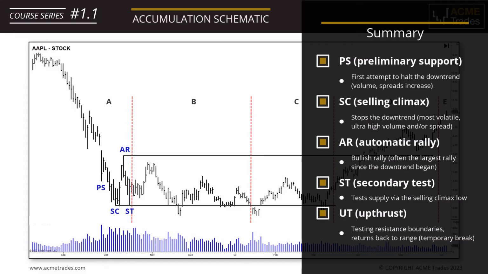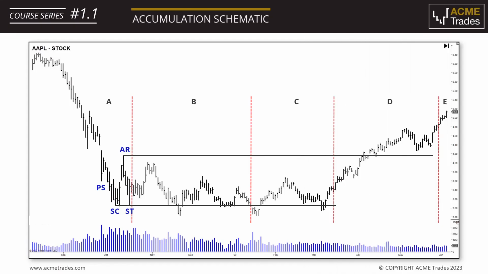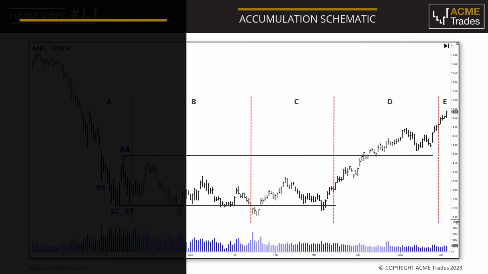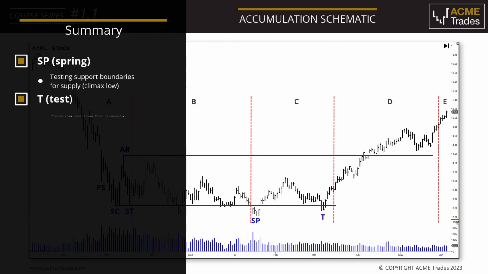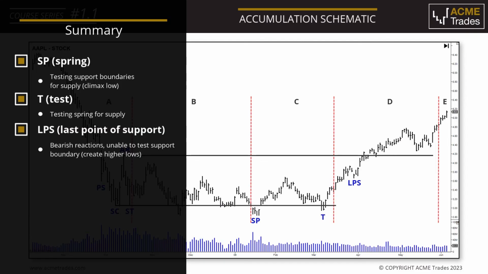The upthrust, which is testing resistance boundaries, returns back to range. It's a temporary break. We haven't discussed that, but I felt compelled to share this with you. We have a spring, which is testing support boundaries for supply, the climax low, the support from our accumulation structure. Then we test the spring. It's testing the spring for supply. Then the LPS, the last point of support, has bearish reactions. They're unable to test the support boundary and create higher lows.